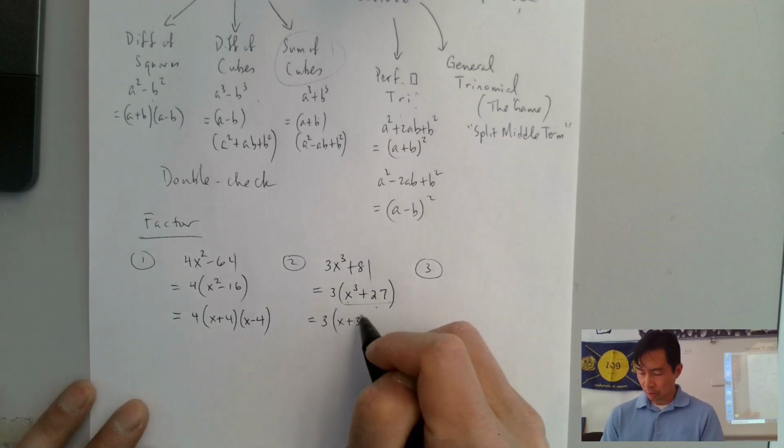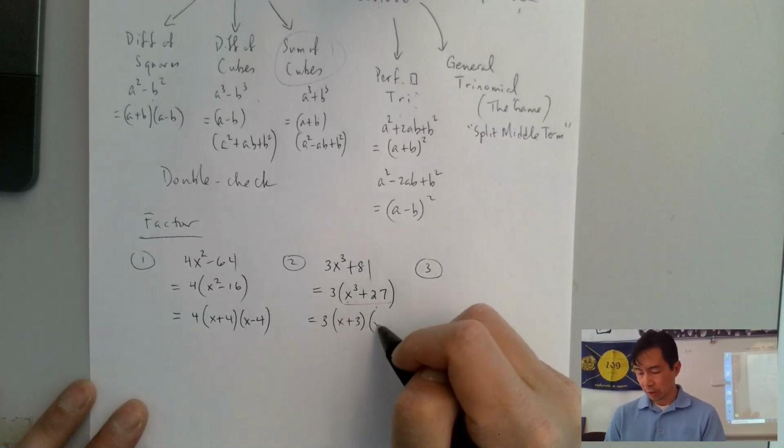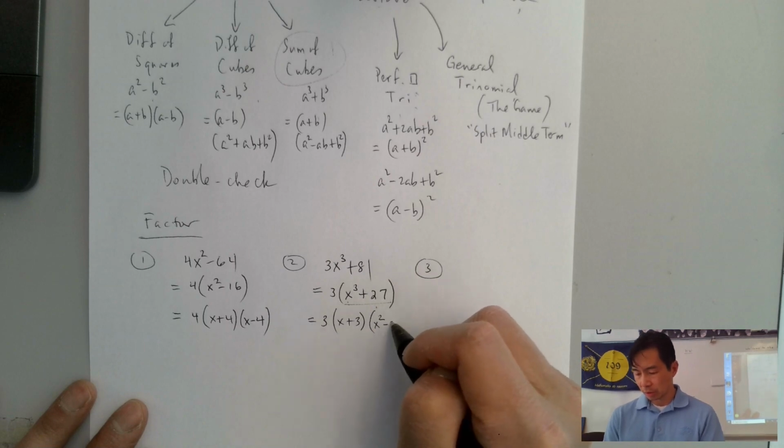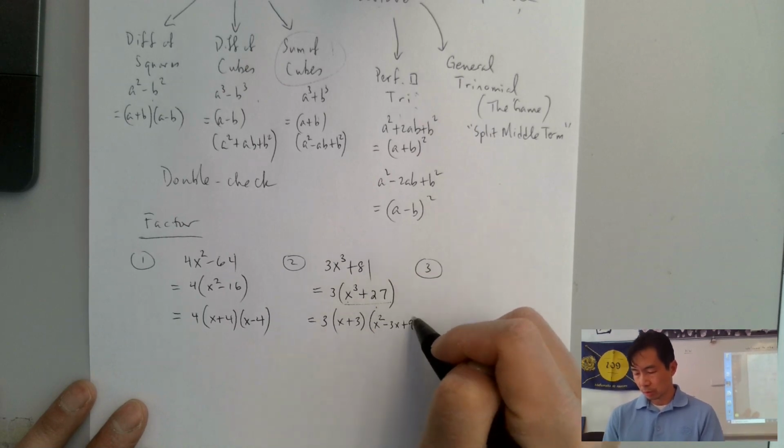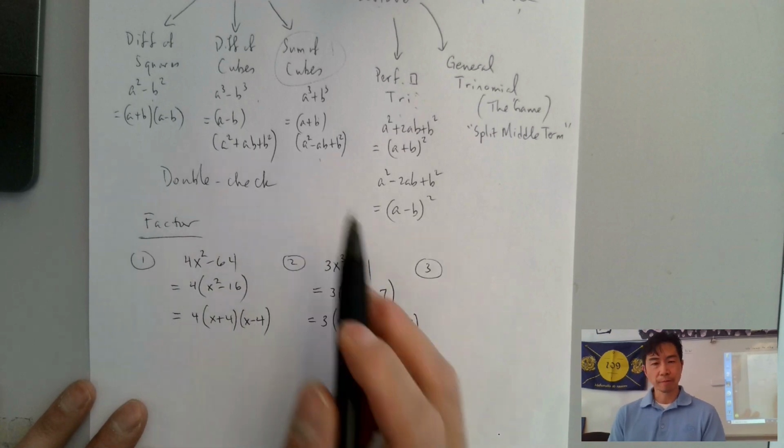X plus 3. And then the trinomial factor is x squared minus 3x plus 9, according to the pattern.